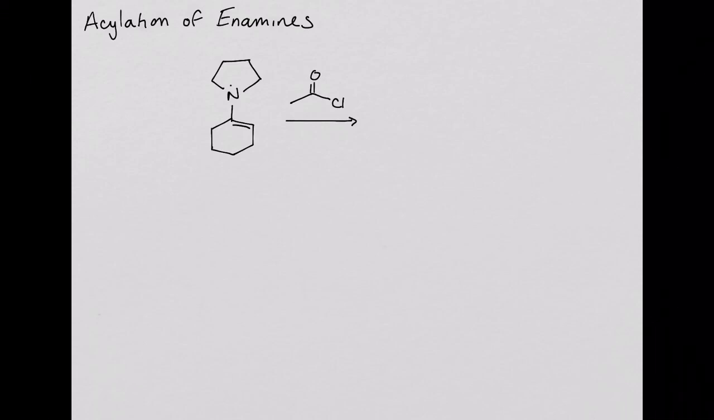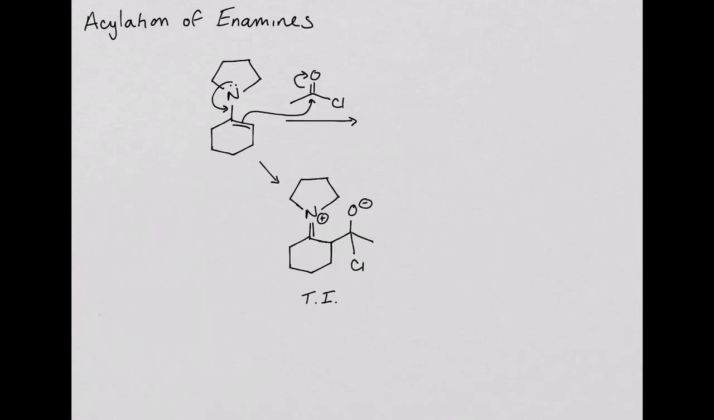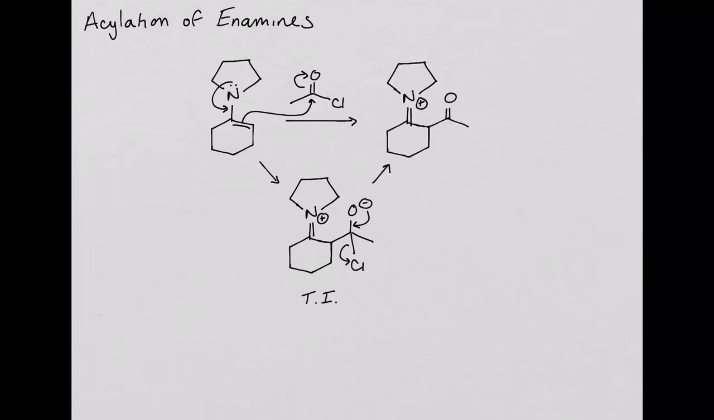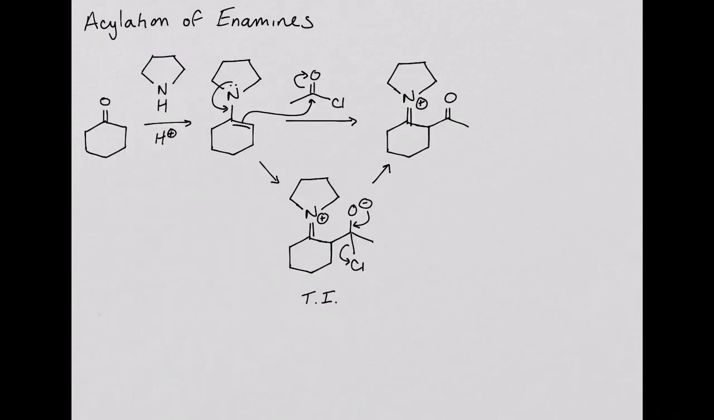The lone pairs of nitrogen come down to allow the alkene to attack, forming a tetrahedral intermediate. The carbonyl can then reform, kicking off the chloride ion. The enamine is synthesized from the ketone and a secondary amine. And the iminium ion that is formed following alpha substitution can be hydrolyzed under acidic conditions to produce the original starting ketone.